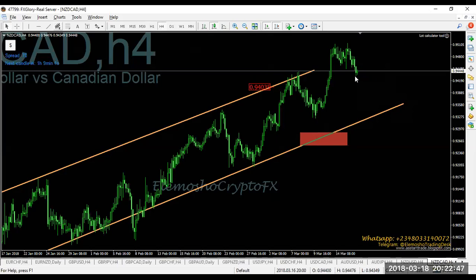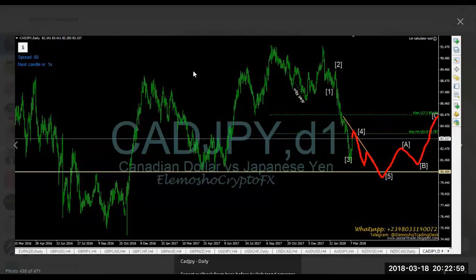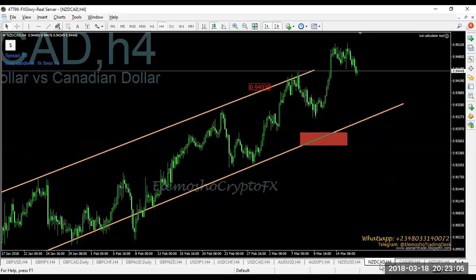Then the next setup that I gave you guys, the CAD JPY. Now for the CAD JPY, I told you guys to look out for more downside before we now start having the upside, just like we have it in the Australian yen. Let's also look at the MT4 time frame and see what eventually price did.